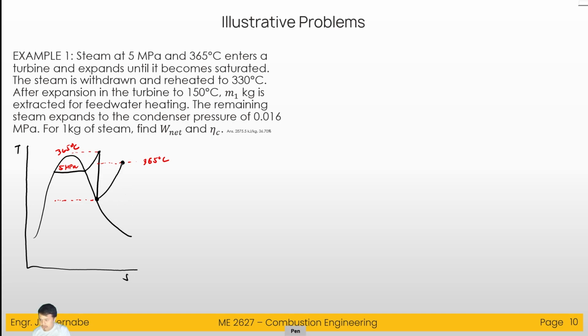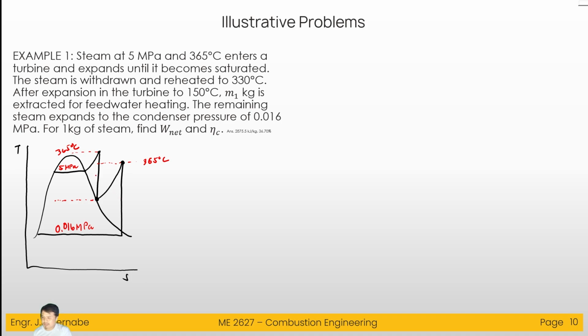And then it will be again fully expanded until the condenser pressure of 0.016 megapascals. So after expansion, we have this 150 degrees Celsius, m1 is extracted. We don't really know where 150 degrees Celsius is, so we have to figure out where that is.